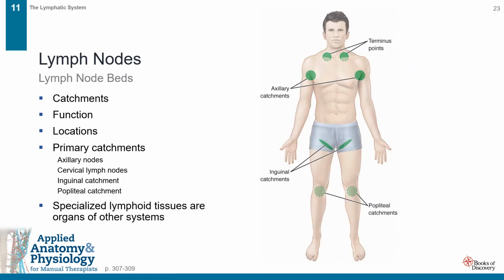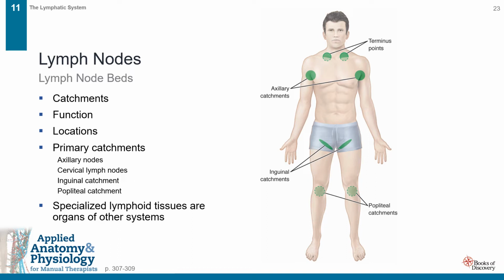Now let's discuss the lymph node beds. As previously described, lymph nodes are interspersed along the length of each collector and clustered together in a few areas to form lymph node beds, also known in manual lymphatic therapies as catchments. The term catchment is used because each lymph node bed literally catches or collects fluid from a specific region of the body and slows the rate of flow. This decreased rate of lymph flow helps the nodes carry out their filtering and immune system processes.